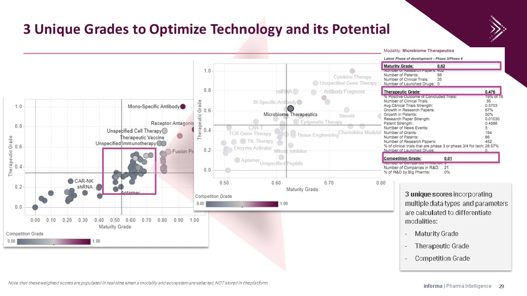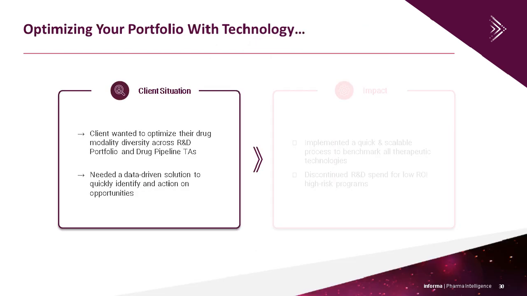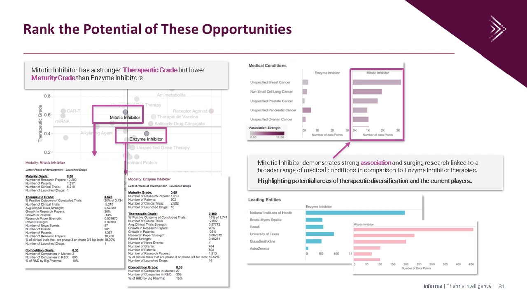When presented in the app, it's again 3-dimensional. The maturity grade is on the x-axis, the therapeutic grade is on the y-axis, and the color represents the competition. Again, giving you an example of how you could use this in day-to-day, a recent customer we worked with was a client who was looking to optimize their drug modality. They had an innovative technology and wanted to see if it was applicable or had additional value to other medical conditions.